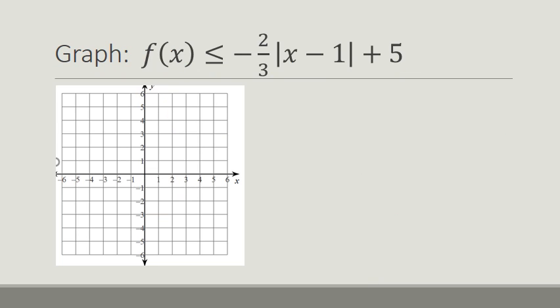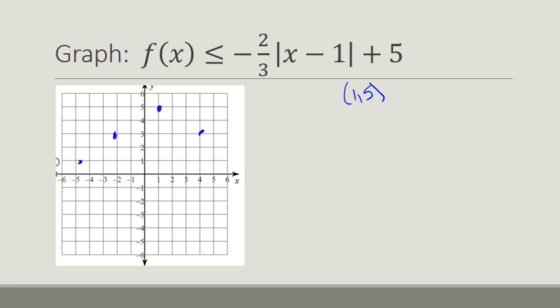Okay, let's look at this. So again, my vertex is 1 and 5. And we're going to open down because of the negative, and the slope is 2/3. So I'm going to go down 2 and over 3 on both sides. Down 2, over 3. I can go further, down 2, over 3. So here is my graph.